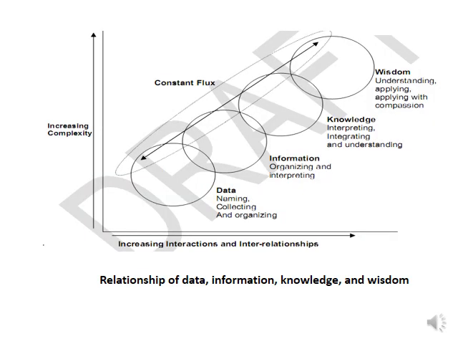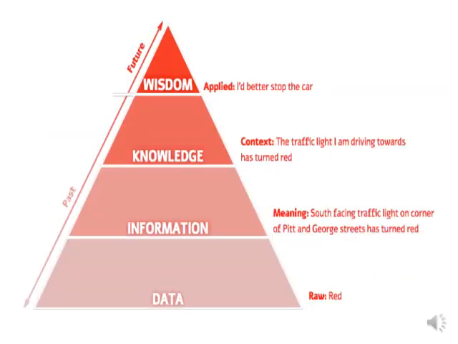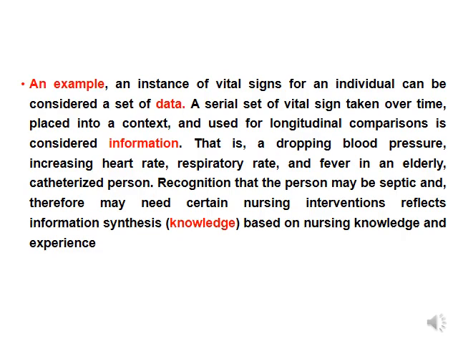And this is the control chart or the graph that clarifies the relationship between the data, information, knowledge, and wisdom, which clarifies the level of importance and the level of complexity from data to wisdom. This also clarifies the hierarchy of complexity and the meaning of each. And there is an example for the data, information, knowledge, and wisdom.